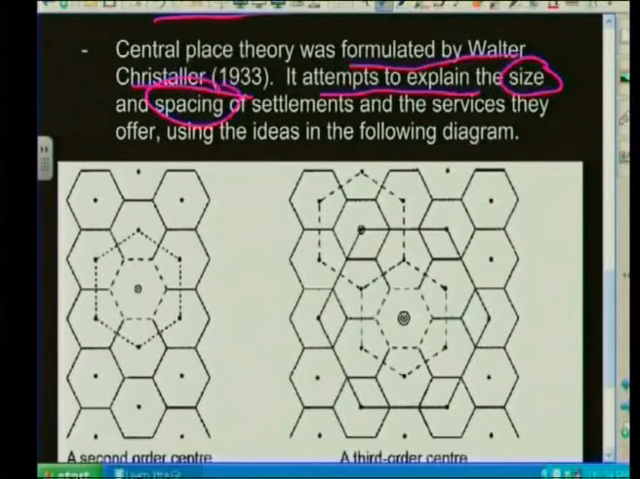We will further look at types of questions on urban hierarchies in terms of the central place theory. The central place theory, remember, was formulated by Walter Christaller in 1933. This is one of the theories that has largely influenced your understanding of an urban hierarchy. It attempts to explain the size and spacing of settlements and the services they offer using ideas on the following diagram.